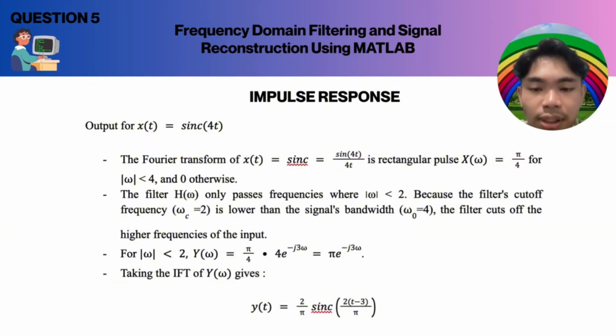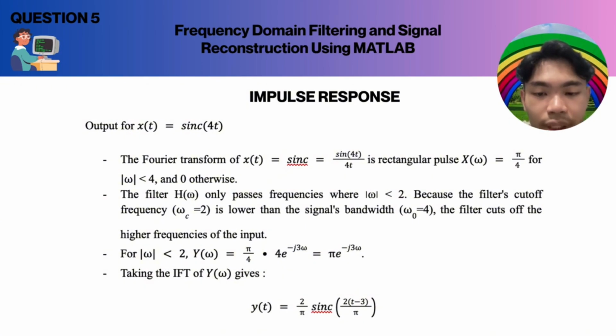Next, let's pass a signal through it. Our input is x(t) equals sinc of 4t, which has a rectangular frequency spectrum extending up to a bandwidth of omega equals 4. Notice the mismatch.